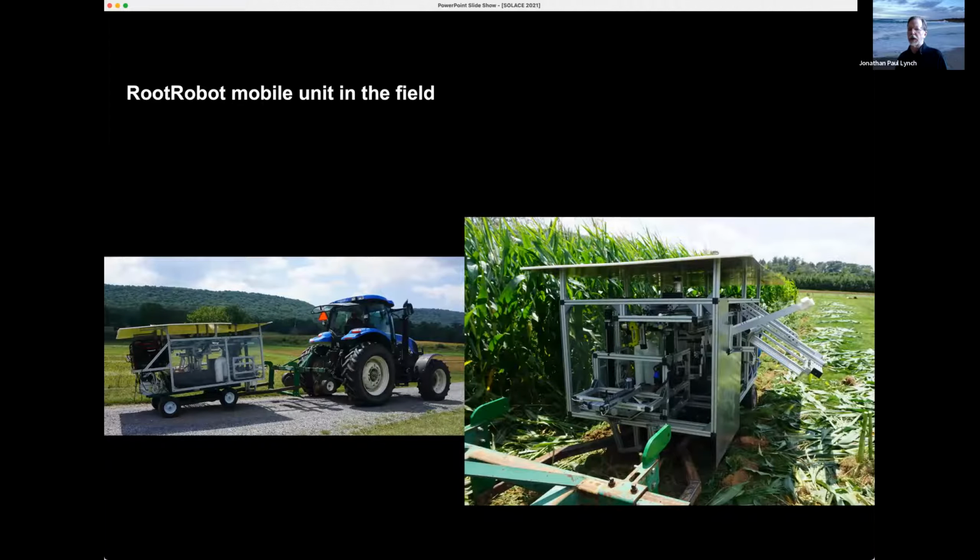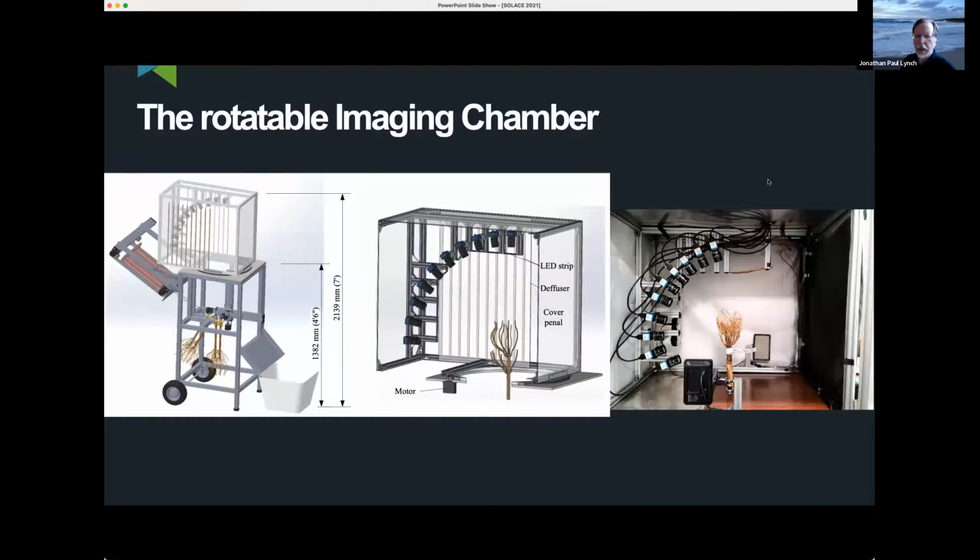Once these crowns are processed, they're dropped into a cassette that you can see on the right here. That cassette is then brought into an imaging chamber that has a series of cameras and has illumination. The root crown is rotated, and basically a 3-dimensional image is made. And this is once again work of Alex Bush at University of Georgia.